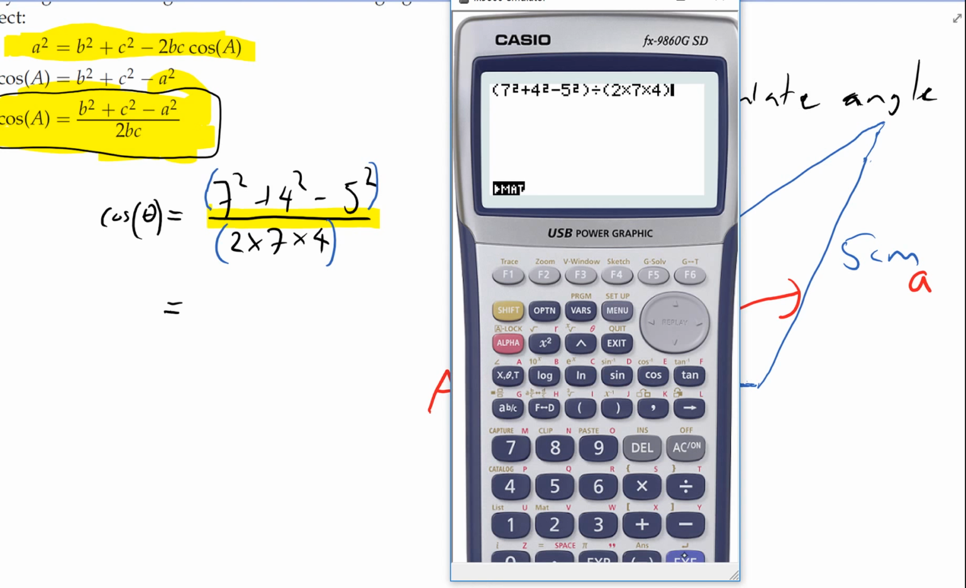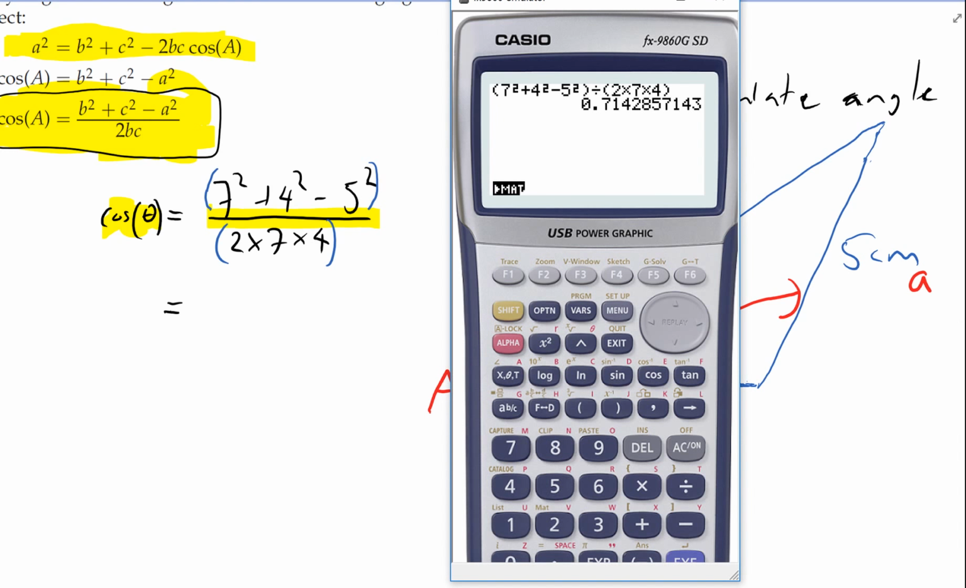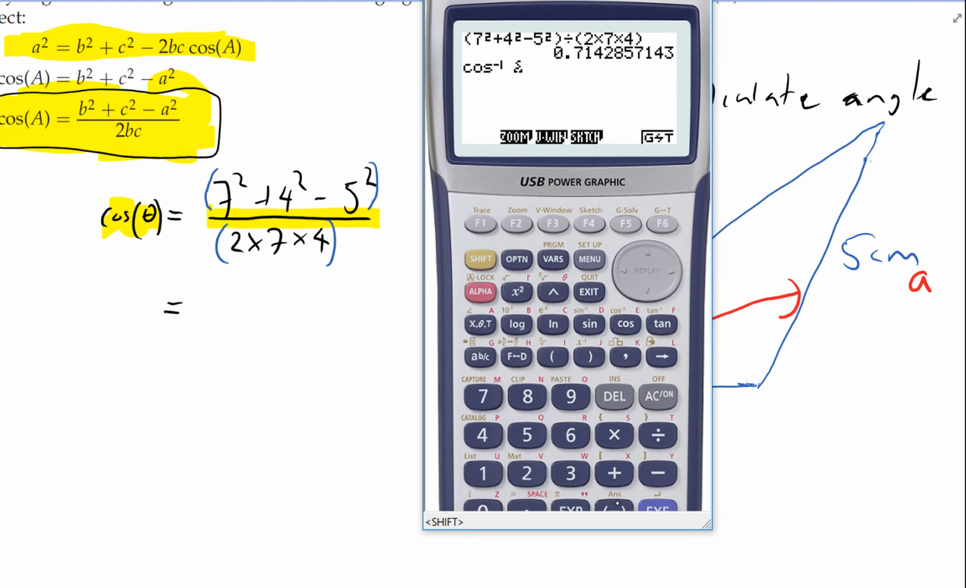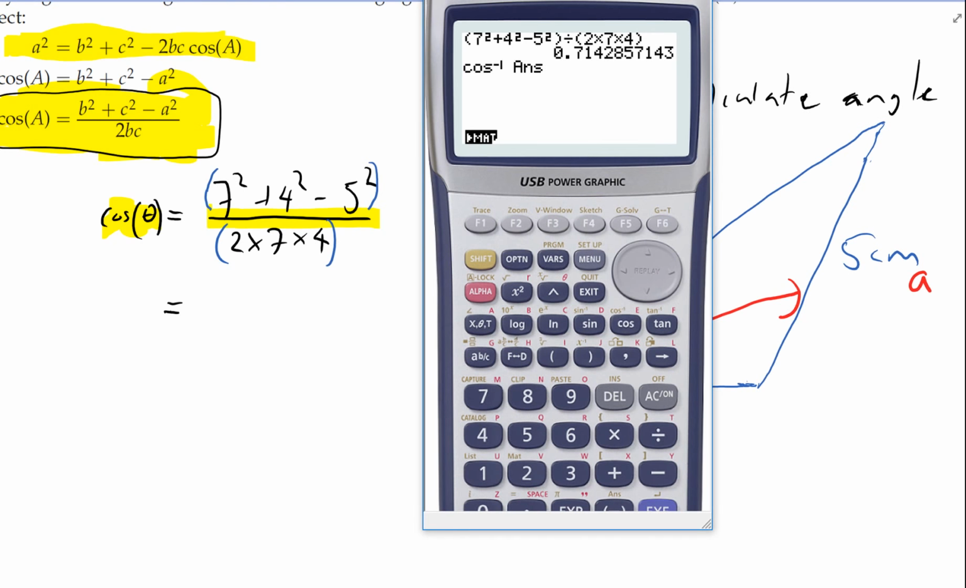Okay, now I'm going to hit execute, or equals, and I get this answer. Now, this isn't my final answer. This is the cosine of theta that we've just worked out. I want to get theta. So what we need to do is find the inverse cosine of that. So shift cos, and then just hit the answer key. So in this one, that means shift, and down the bottom, shift minus sign, and I get 44.42 degrees, to 2 decimal places.